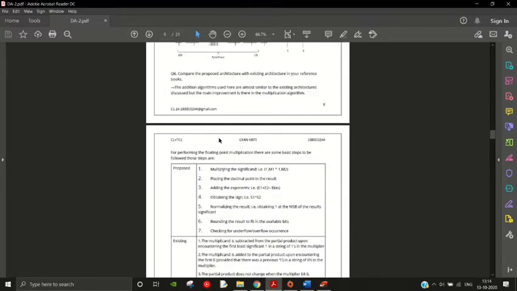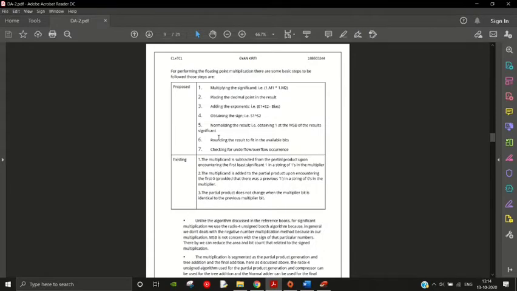For performing the floating point multiplication, there are some basic steps to be followed. For the proposed architecture, first a multiplication of the significand happens, then placing the decimal point in the result, adding the exponents, obtaining the sign, normalizing the result, rounding off the result to fit in the available bits, and checking for underflow or overflow if it occurs.